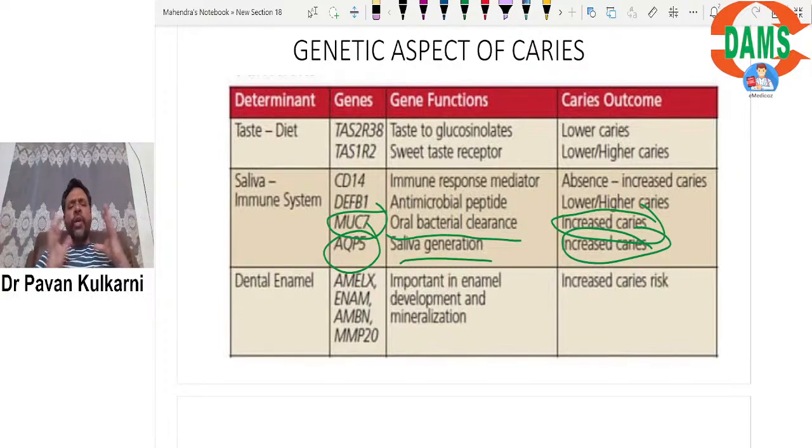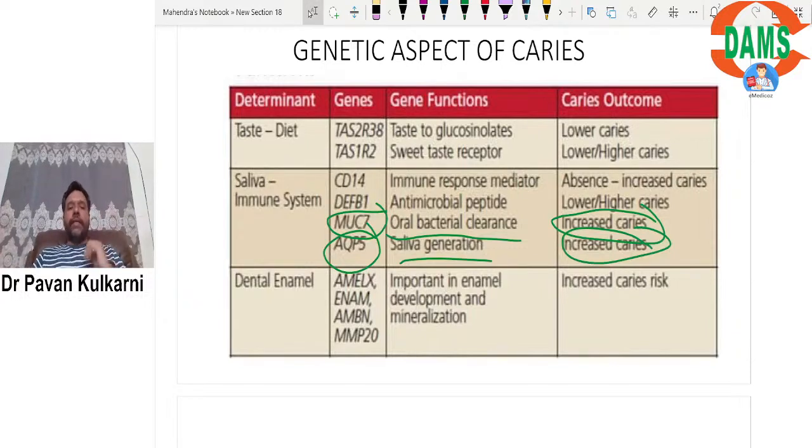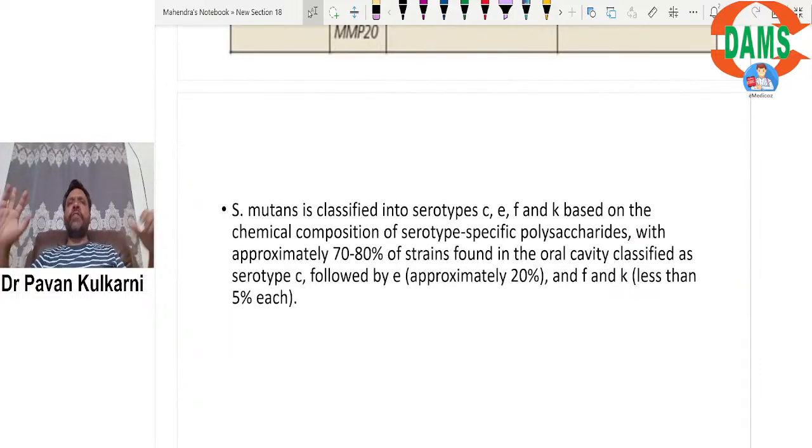So out of this table, I want you to remember these two, MUC7 and AQPS. What are these genes and how are they going to affect the caries? Now all of us know which is the bacteria which most commonly causes dental caries, Streptococcus mutans. And this Streptococcus mutans has many serotypes. The most important serotypes here are C, E, F and K. Remember which is the most common.